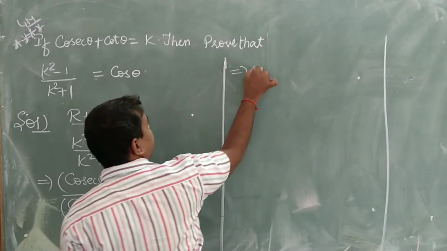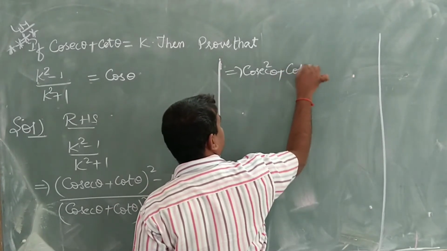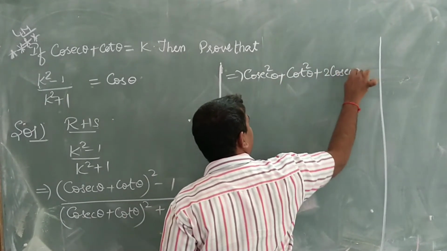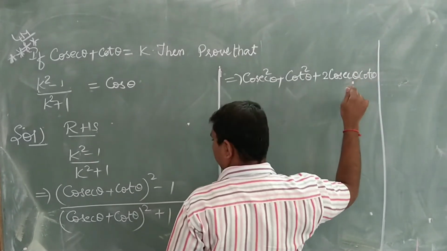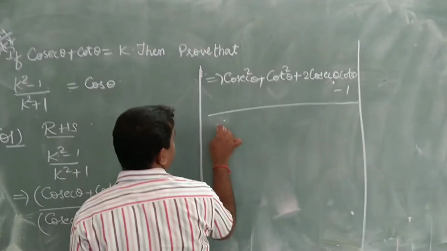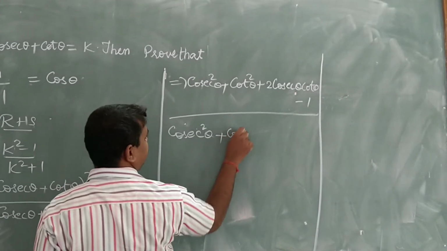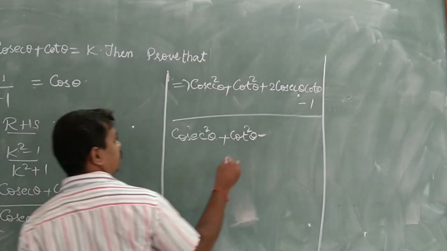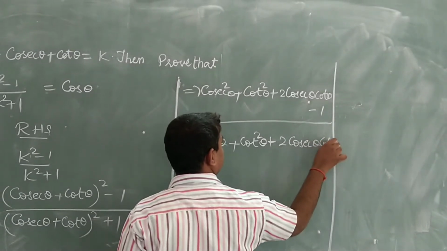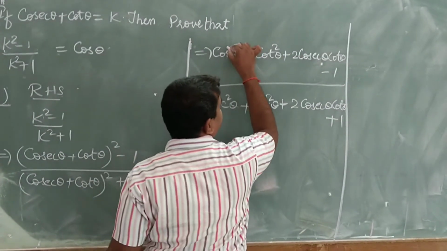That is cosecant square theta plus cot square theta plus 2 cosecant theta cot theta, minus 1, by, again a plus b whole square, that is cosecant square theta plus cot square theta plus 2 cosecant theta cot theta plus 1. Okay. When you observe here, we have an identity here now, students.